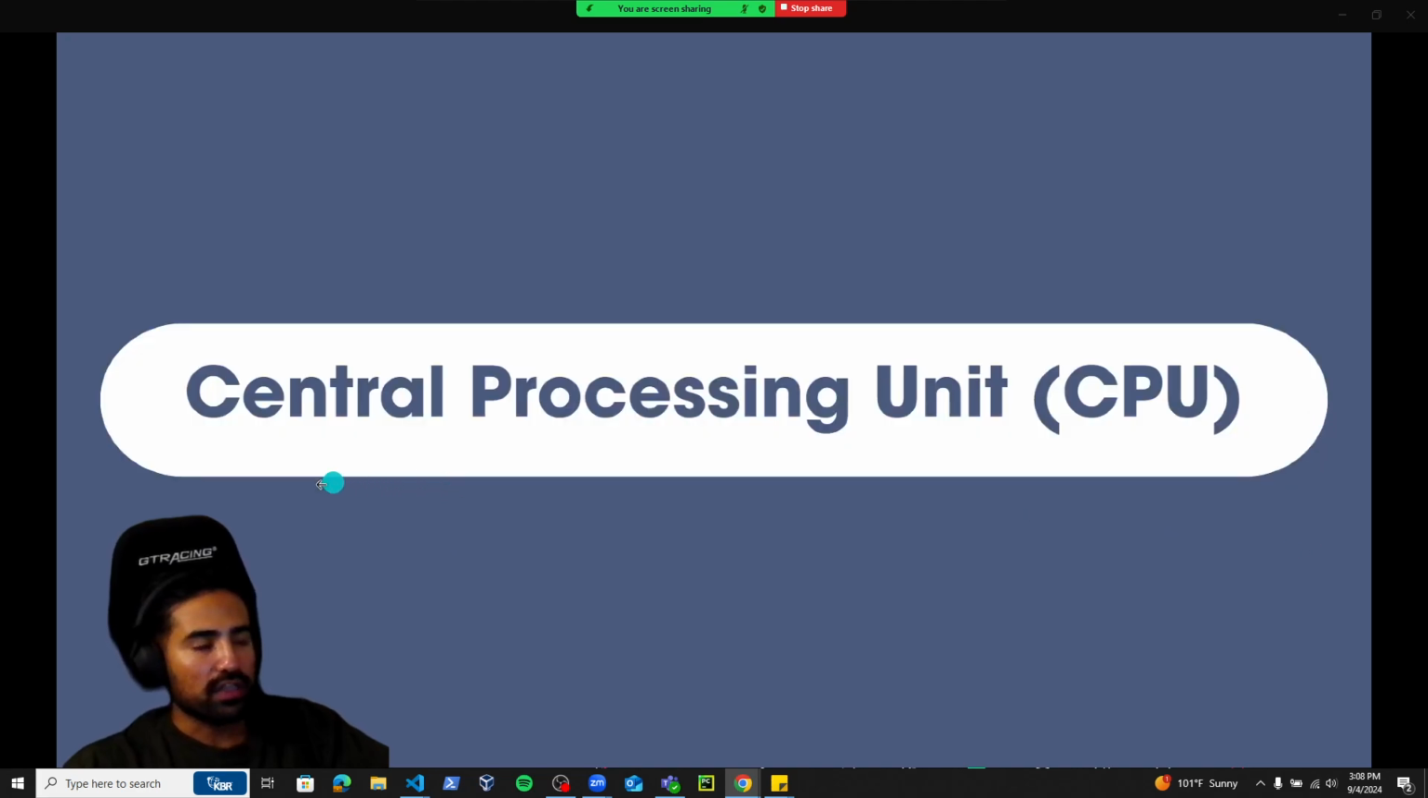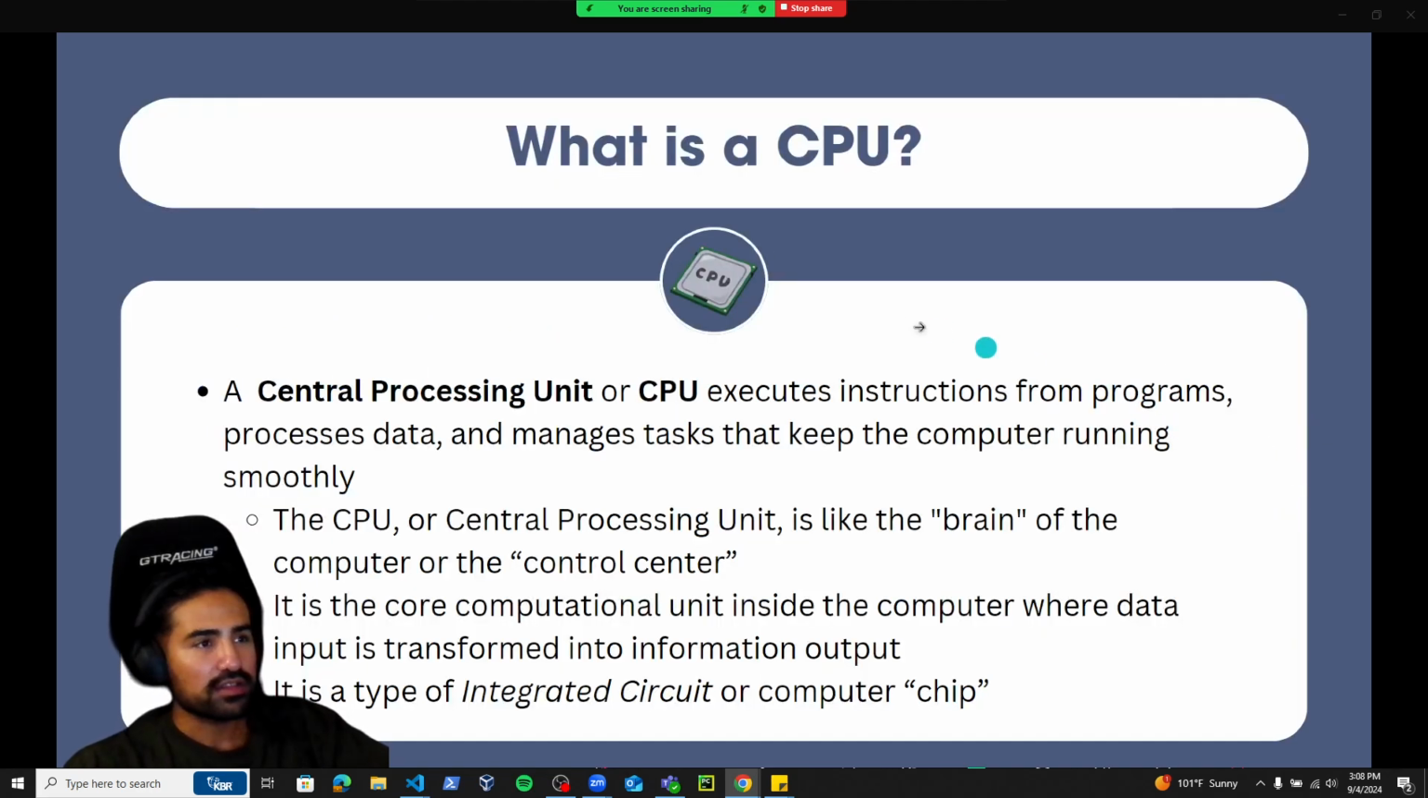All right, so let's cover the central processing unit. That's going to be the first piece of hardware we cover in this class. So what exactly is a CPU? Well, a CPU is short for Central Processing Unit, and it executes instructions from programs. It processes data and manages tasks that keep the computer running.